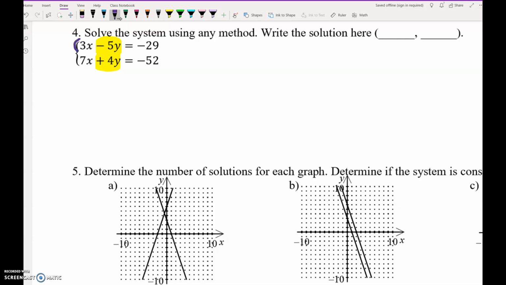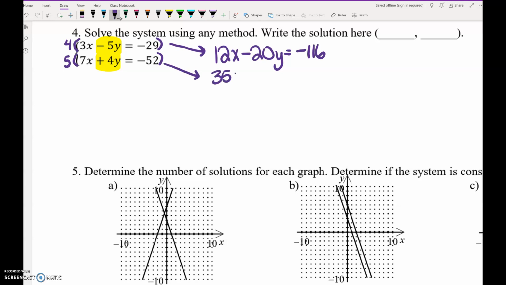20. So we're going to multiply the top by 4 so that we can have negative 20y. We'll multiply the bottom by 5 so that we'll have positive 20y. So this one becomes 12x minus 20y equals, and if you can do negative 29 times 4 in your head, more power to you, negative 116. This one becomes 35x plus 20y equals negative 260.